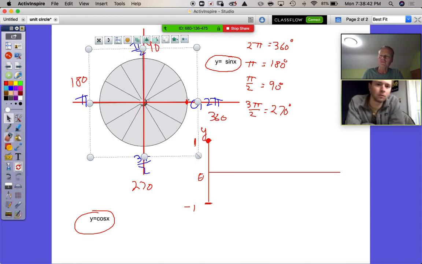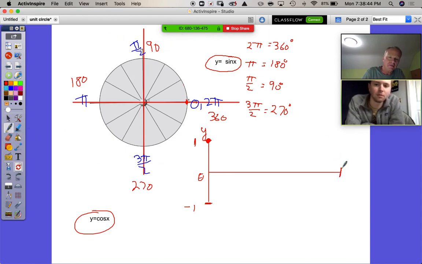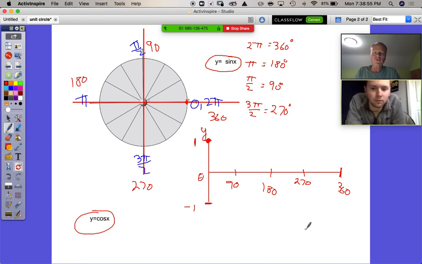Oh, wait a minute, dude. We need the one of these labeled. What do you want? Degrees again? Sure. 360. Look how fast I'm getting. 180, and then 90, and then 270. So we start out at 1.